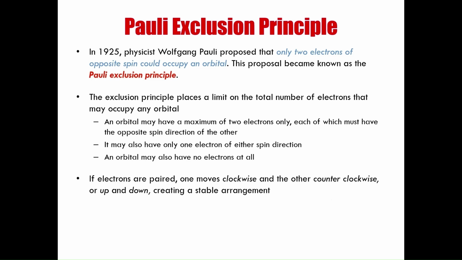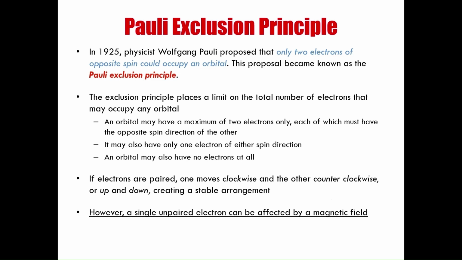If electrons are paired, they must move in opposite directions, one going clockwise and the other counterclockwise, or one turning up while the other spins down. This would create a stable arrangement. Now, if you have an orbital with one unpaired electron of either spin, it is that magnetic field, along with many other things, that allows for that electron to interact with other atoms in chemical bonding.